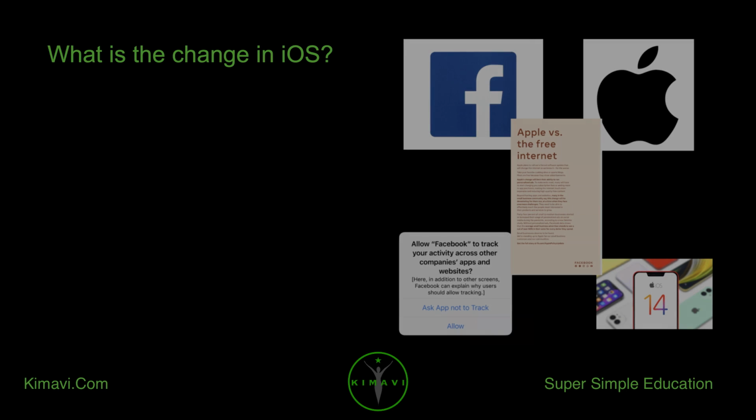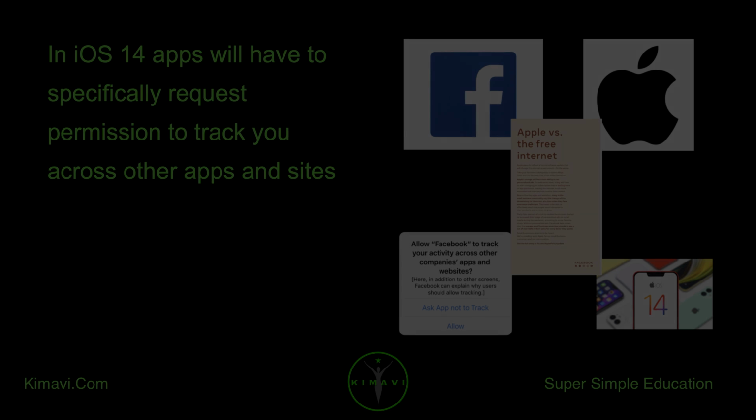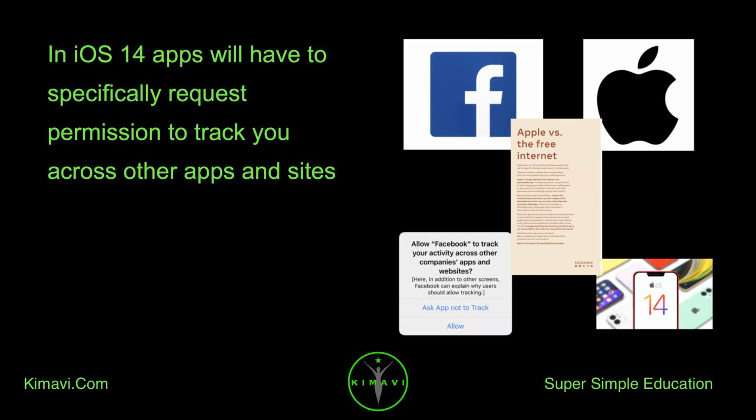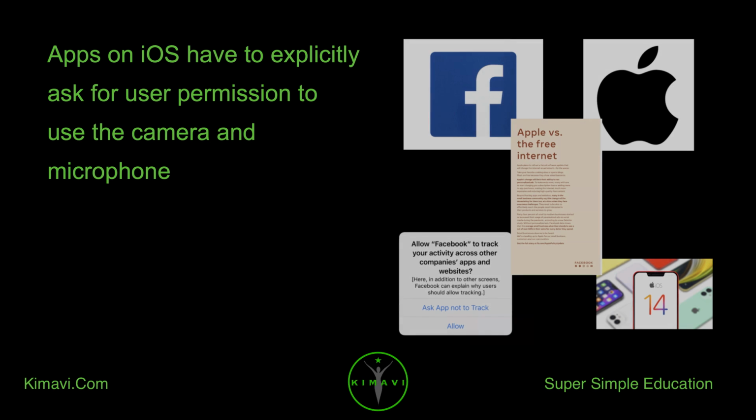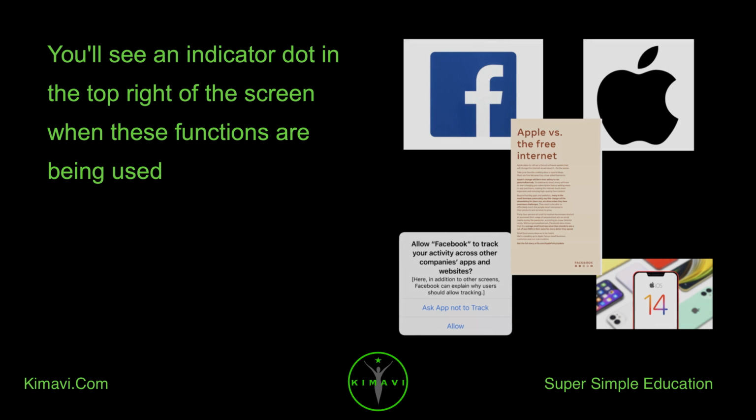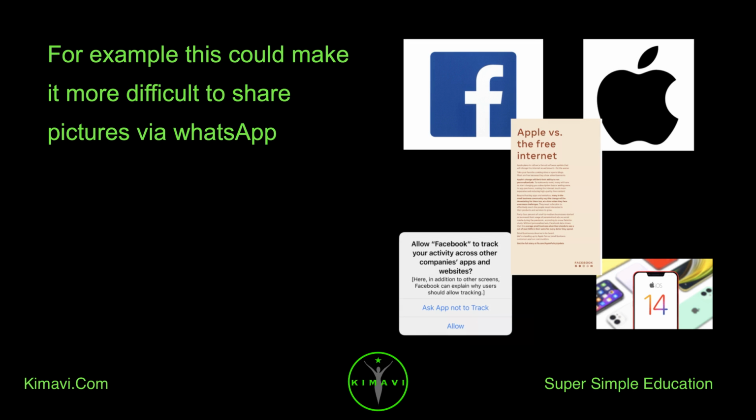What is the change in iOS? In iOS 14, apps will have to specifically request permission to track you across other apps and sites. This means that Facebook cannot target users with ads. Apps on iOS have to explicitly ask for user permission to use the camera and microphone. You'll see an indicator dot in the top right of the screen when these functions are being used. For example, this could make it more difficult to share pictures via WhatsApp.